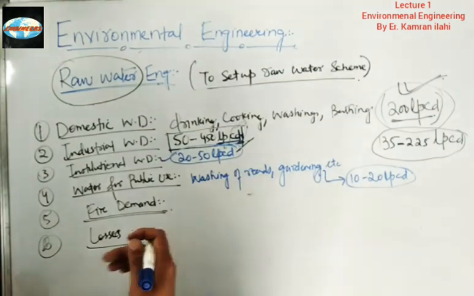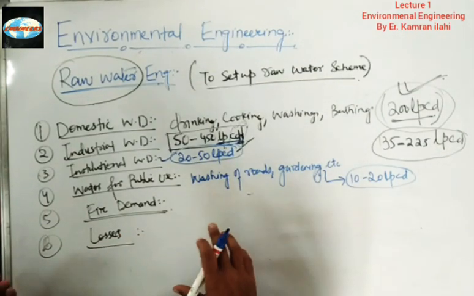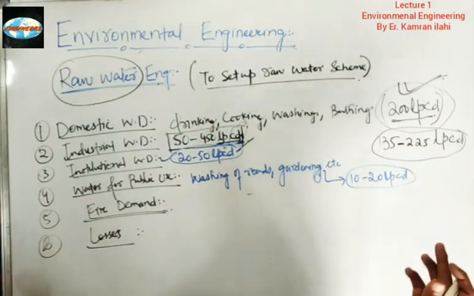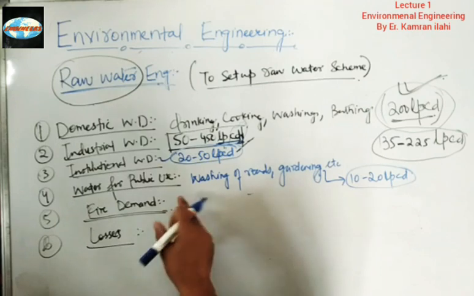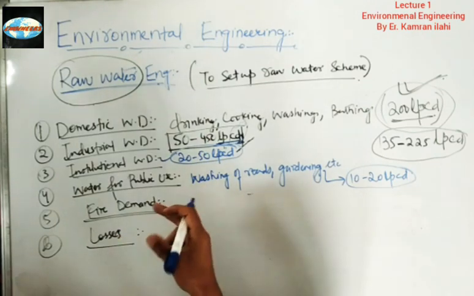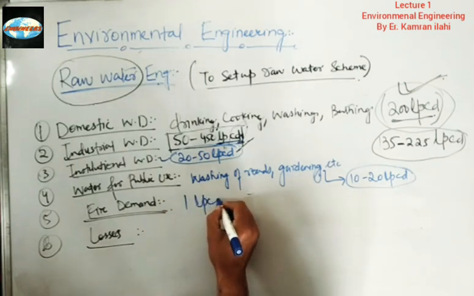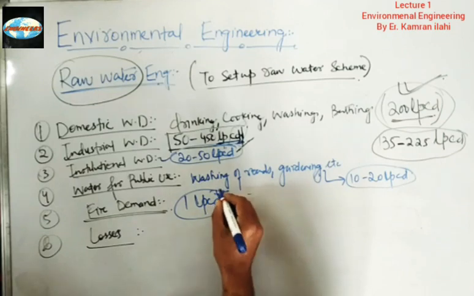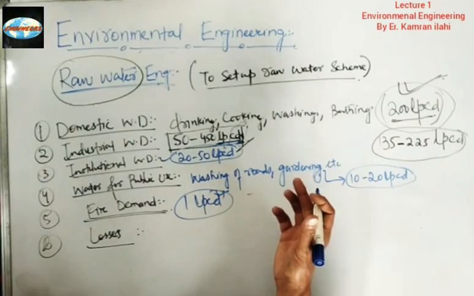Now, what about fire demand? Fire demand is a very important demand that we have to consider while we design the whole process. It's the amount of water required in case of fire breakout, and it's called fire demand. It's taken as 1 LPCD. Just remember this. Or it can be found empirically for a given city.